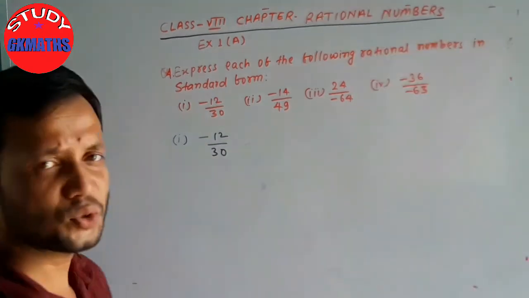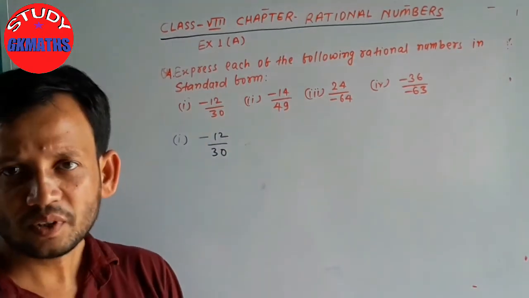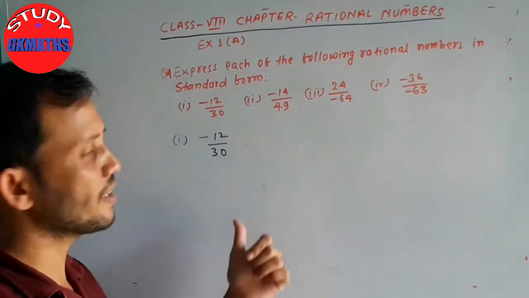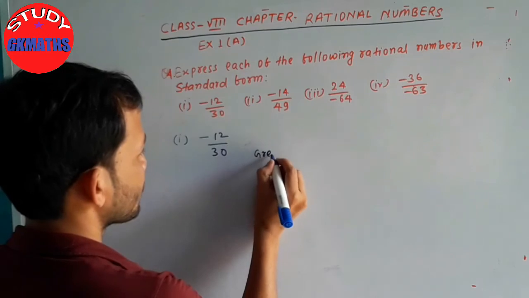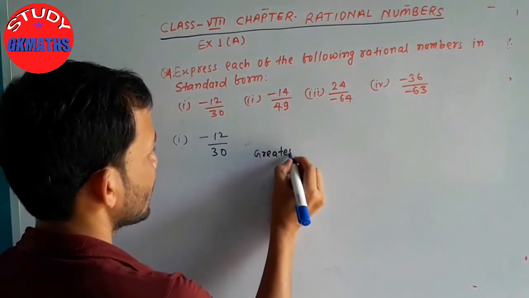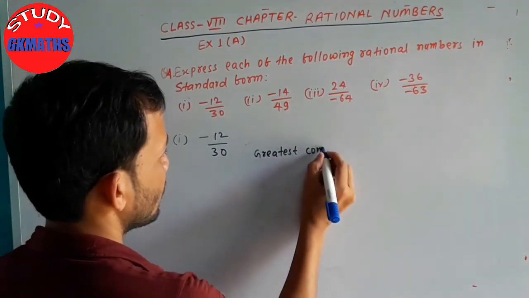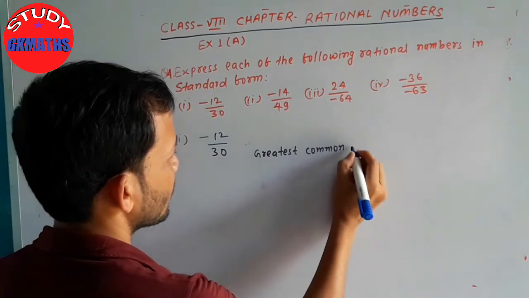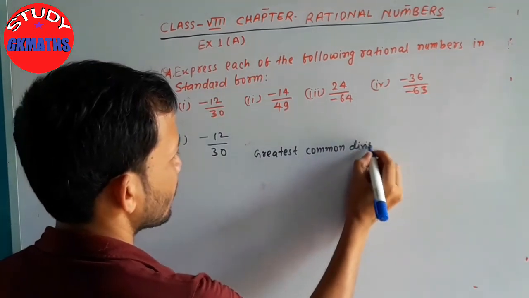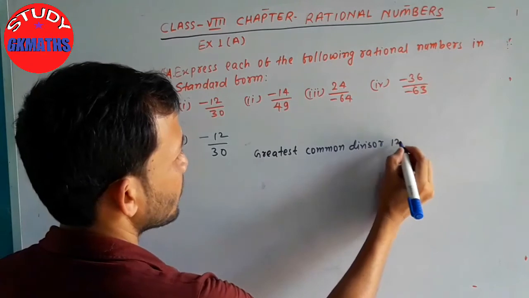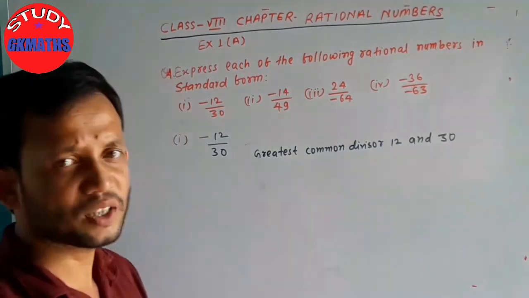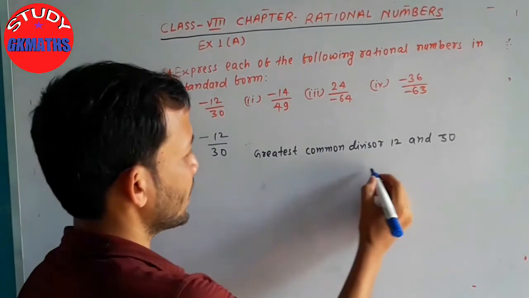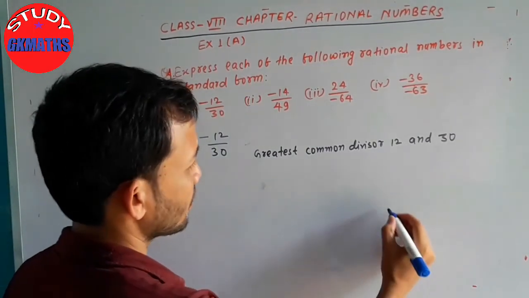Then you should find out the greatest common divisor of 12 and 30. What should the number be? Simply find the greatest common divisor as per this.